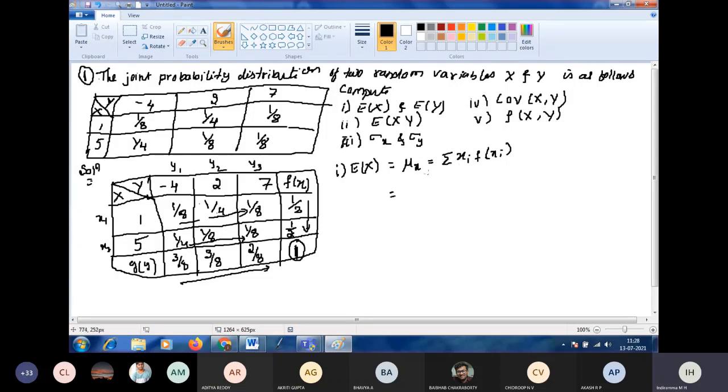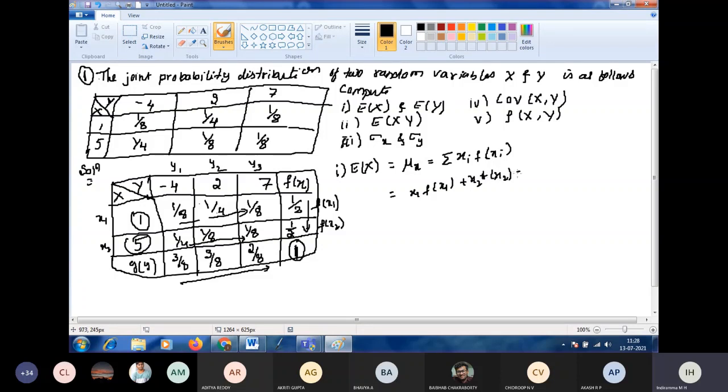How to find Σ xi f(xi)? Here we have x1 and f(x1), the marginal value, and x2 and f(x2). That you should consider. So Σ xi f(xi) is x1 f(x1) plus x2 f(x2).